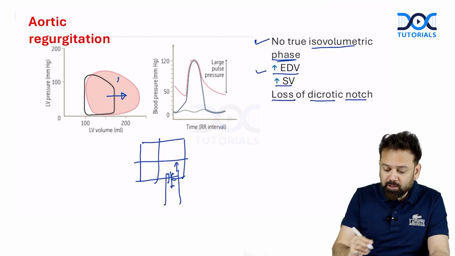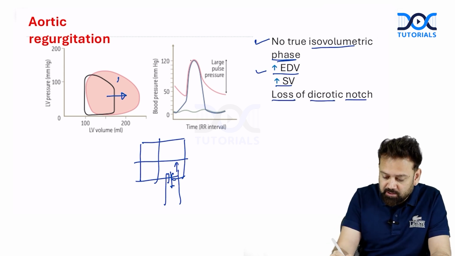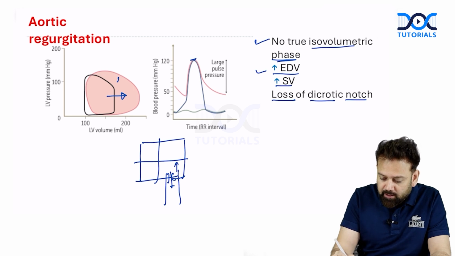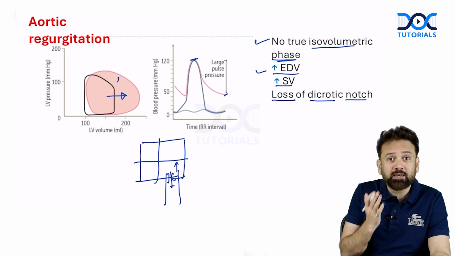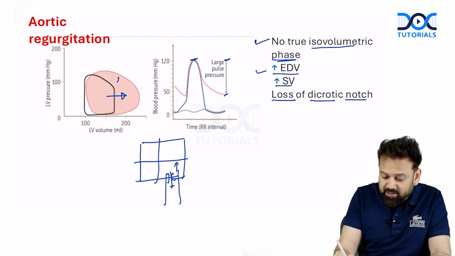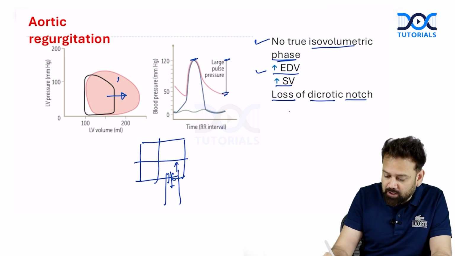But this time we have a large pulse pressure. See, now it is 120 and it is 50. Normally it is 120 and 80. So what is the pulse pressure? 120 minus 80. But here it is 120 minus 50. So the pulse pressure will also increase.